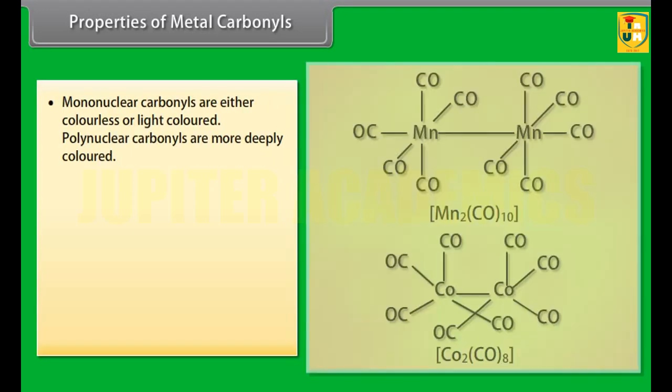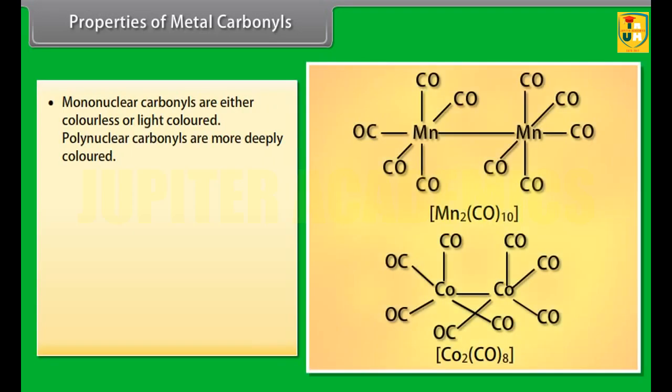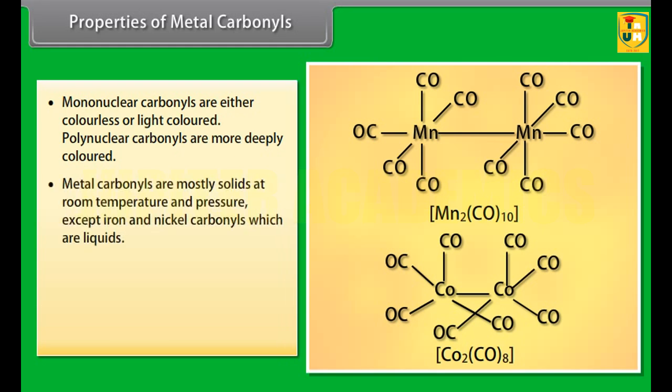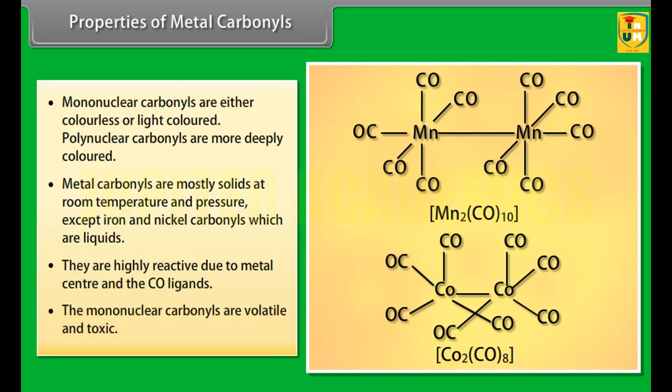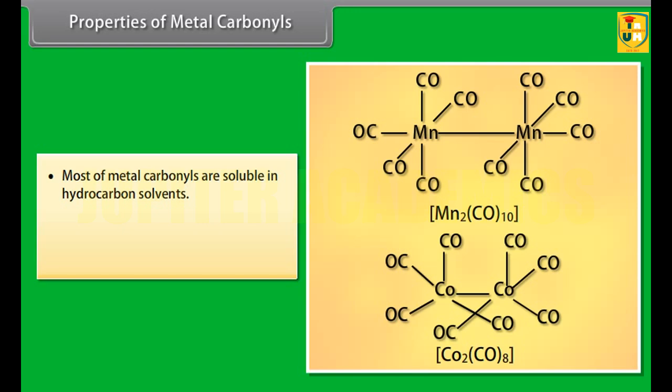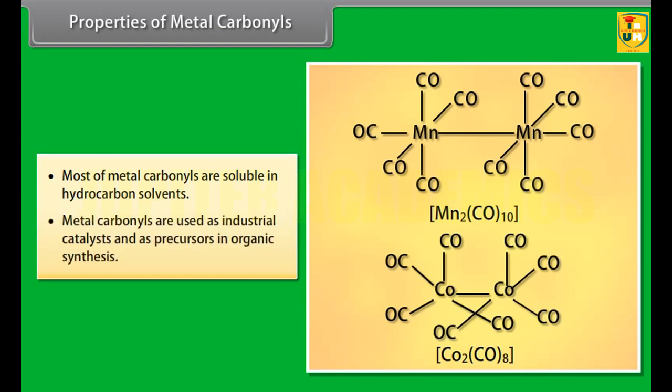Properties of metal carbonyls. Some important properties of metal carbonyls are the following. Mononuclear carbonyls are either colorless or light colored. Polynuclear carbonyls are more deeply colored. Metal carbonyls are mostly solids at room temperature and pressure, except iron and nickel carbonyls, which are liquids. They are highly reactive due to the metal center and the CO ligands. The mononuclear carbonyls are volatile and toxic. Most metal carbonyls are soluble in hydrocarbon solvents. Metal carbonyls are used as industrial catalysts and as precursors in organic synthesis.